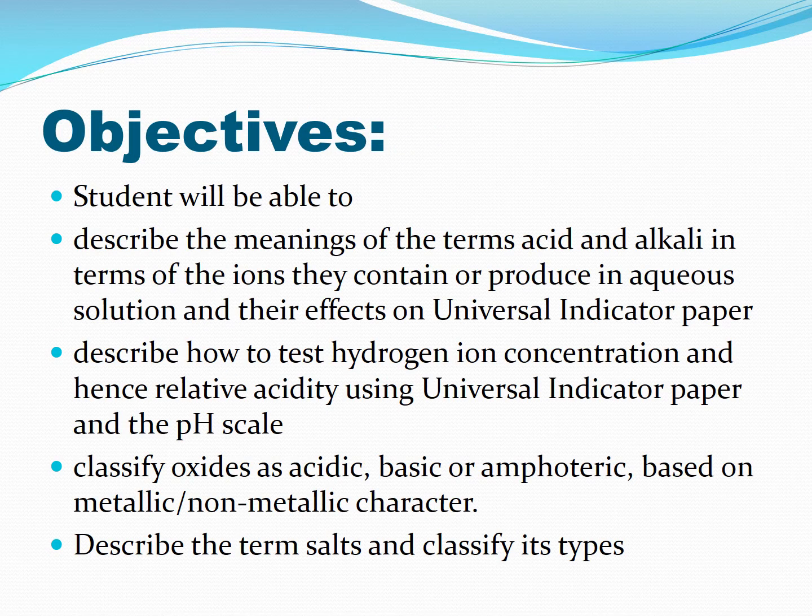By the end of the lesson, students will be able to describe the meanings of the terms acid and alkali in terms of the ions they contain or produce in aqueous solution and their effects on universal indicator paper. They can also describe how to test hydrogen ion concentration, and hence relative acidity, using universal indicator paper and the pH scale. Classify oxides as acidic, basic or amphoteric based on metallic and non-metallic character. Describe the term salts and classify its types.